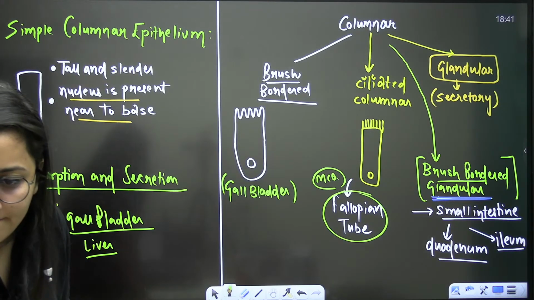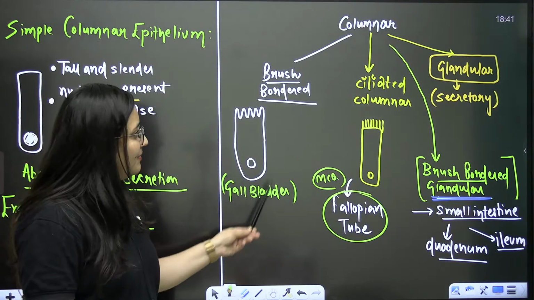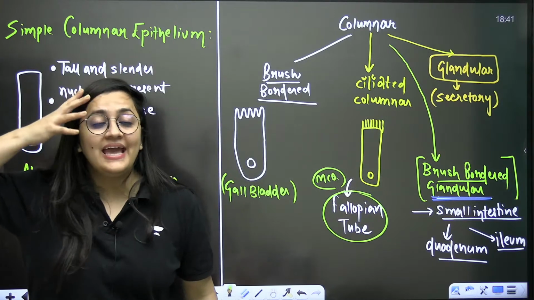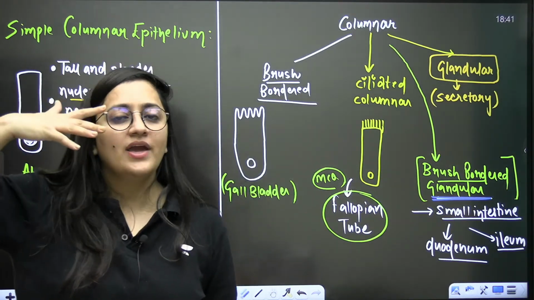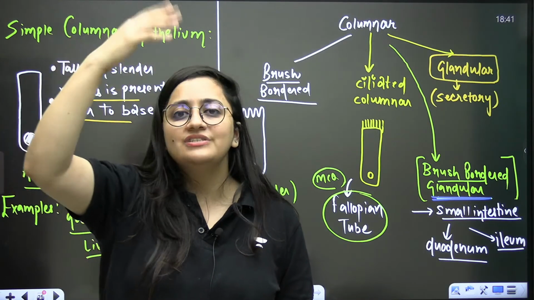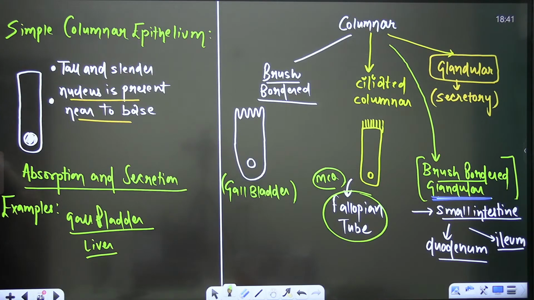So brush bordered in the gallbladder, ciliated in the fallopian tube, and even in the brain we have the ventricles, the cavities, so there also the ciliated epithelium is present for the movement of the flow. Clear?